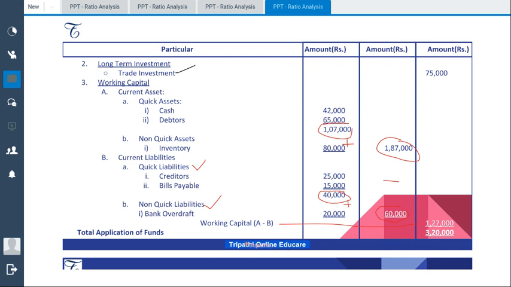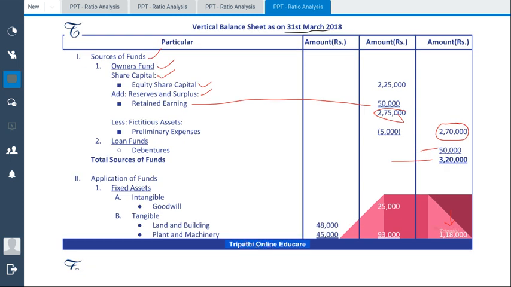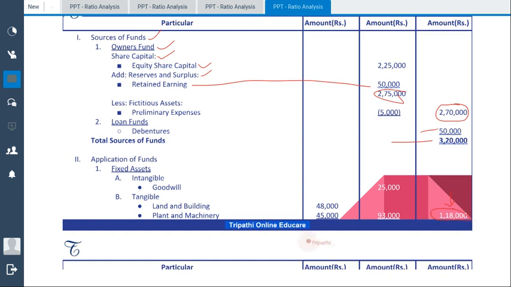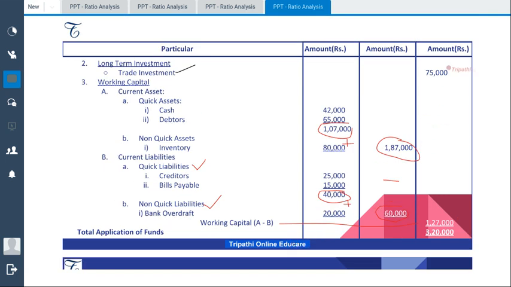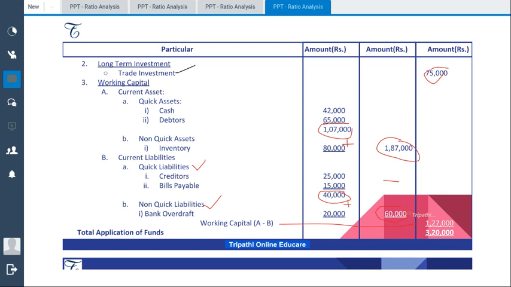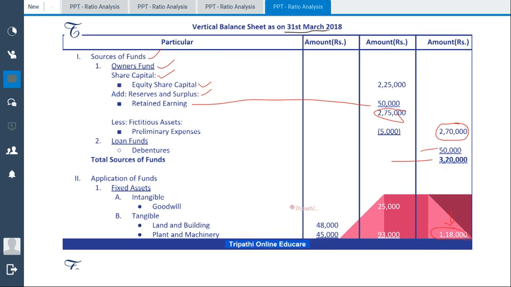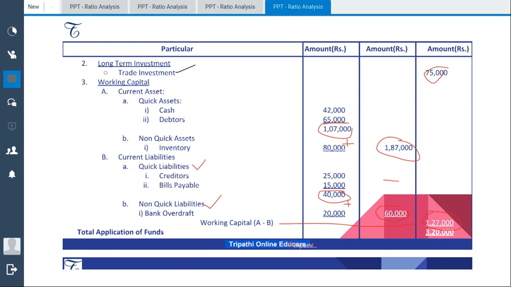So now if you see the asset side, we have three amounts in the outer column. One is the fixed asset, total of fixed asset. Then next we have long-term investment, 75,000. Then next we have working capital of 1,27,000. So if you take total, you will get total application of fund, which is 3,20,000. Now this total application of fund should match with the total sources of fund, which is 3,20,000. So that means we can say our balance sheet is tallying. Our total sources of fund is equal to total application of fund, which is 3,20,000.